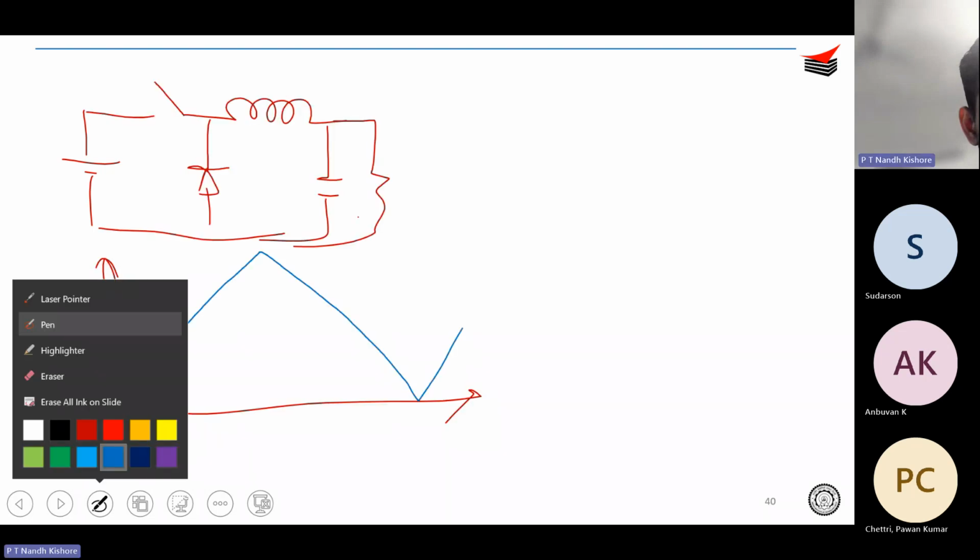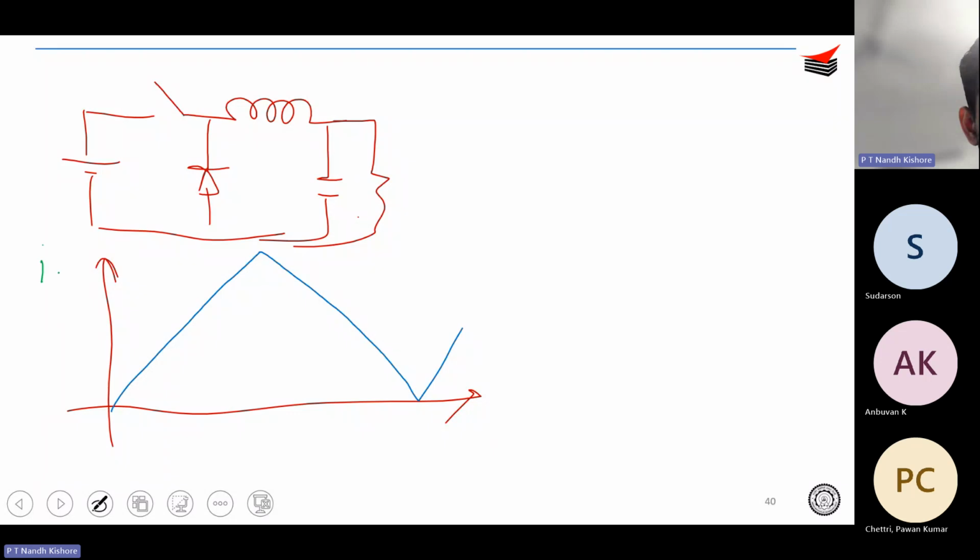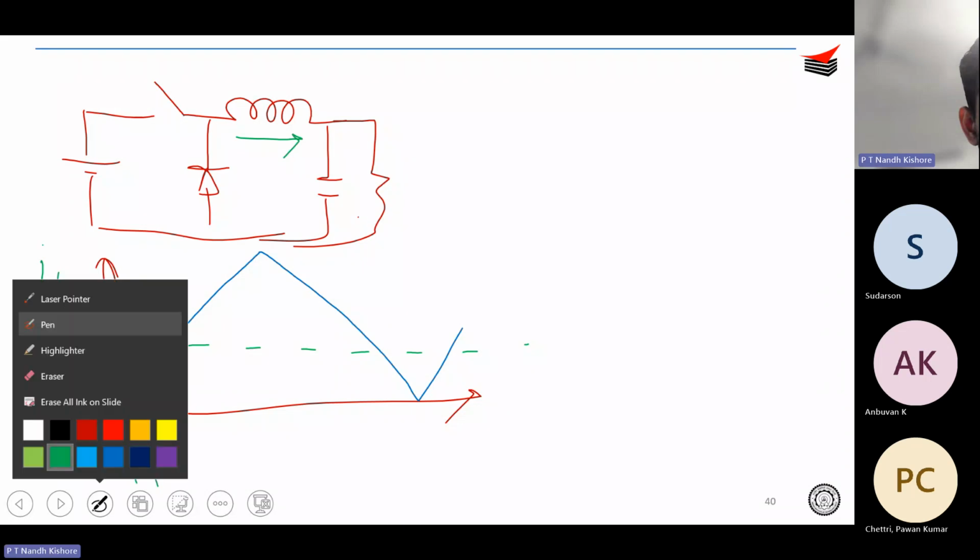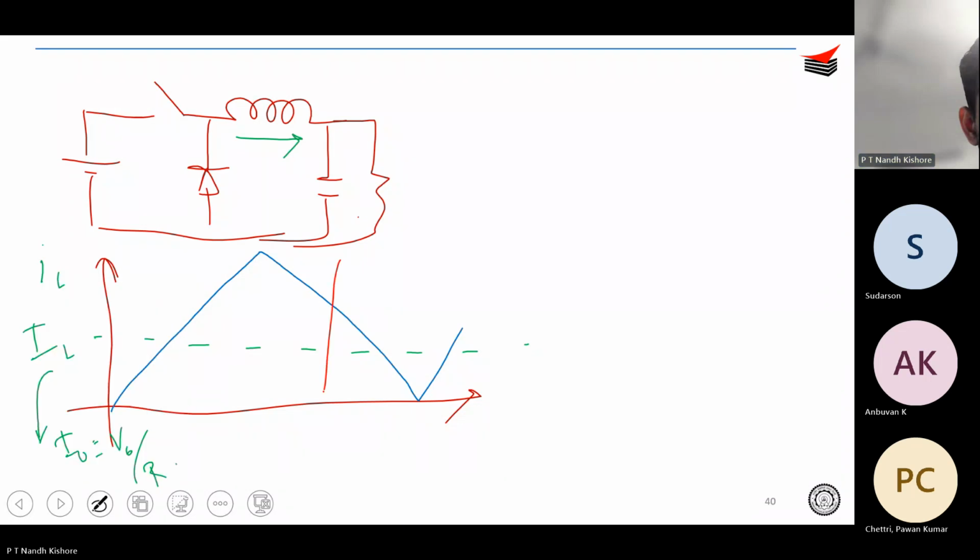So this is your inductor current under critical conduction. This is your IL. Over here, your IL is same as I naught, right? I naught, that is V naught by R. And you also have your delta IL, which is your peak to peak ripple. Therefore, you can write delta IL is 2 times I naught.